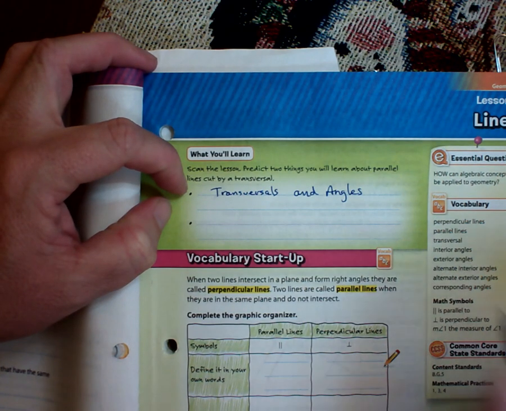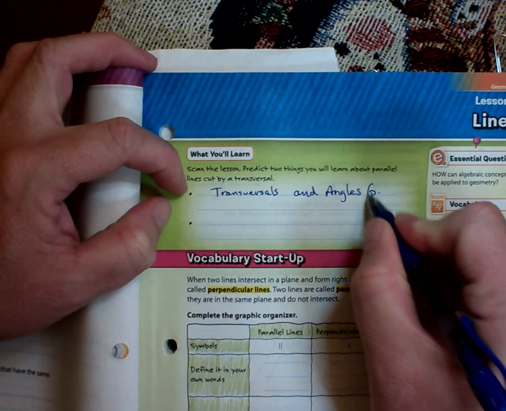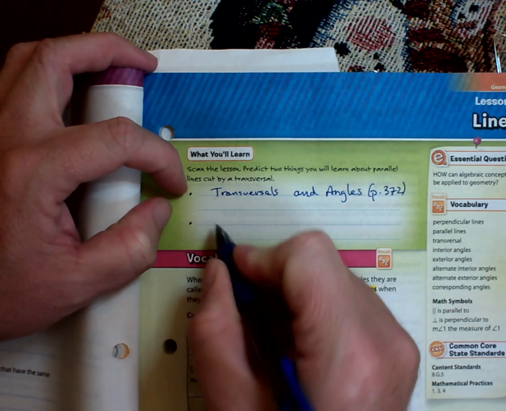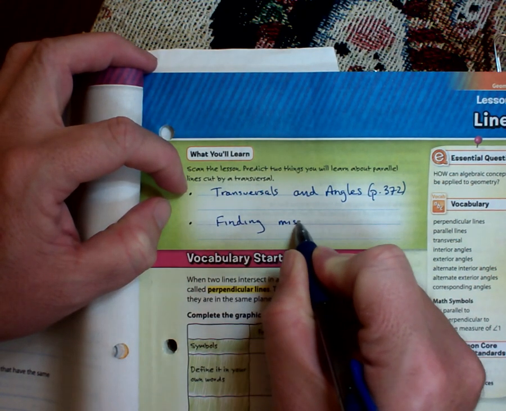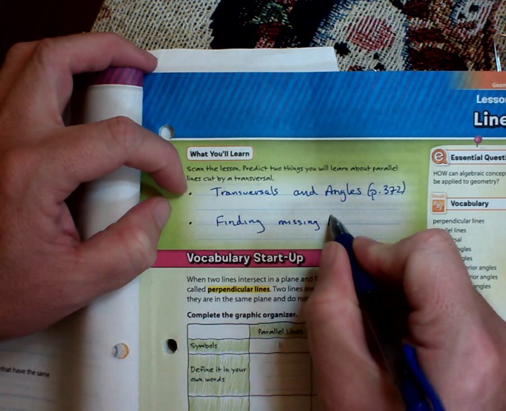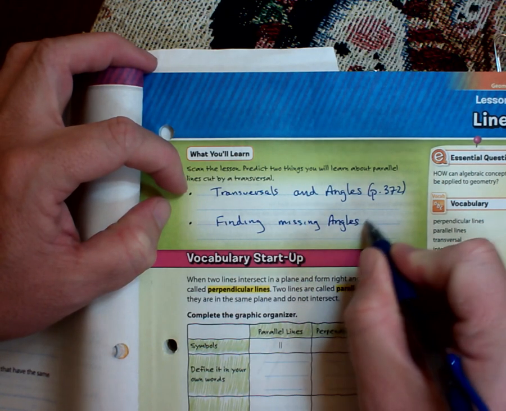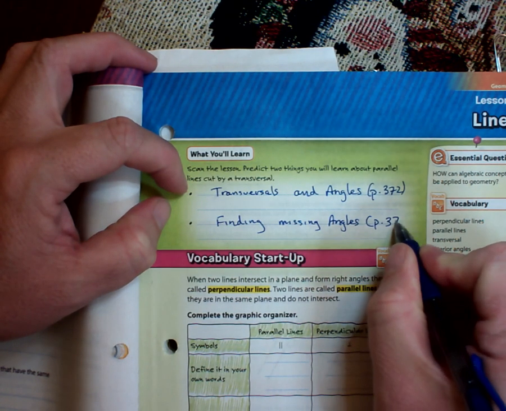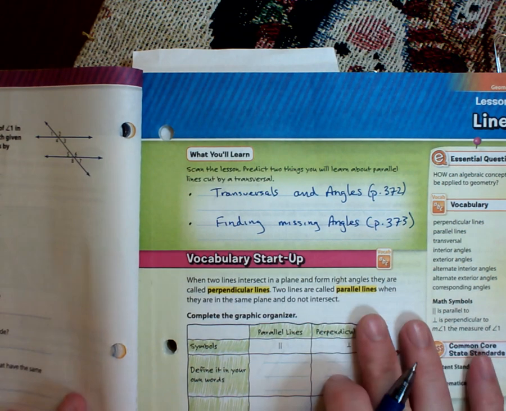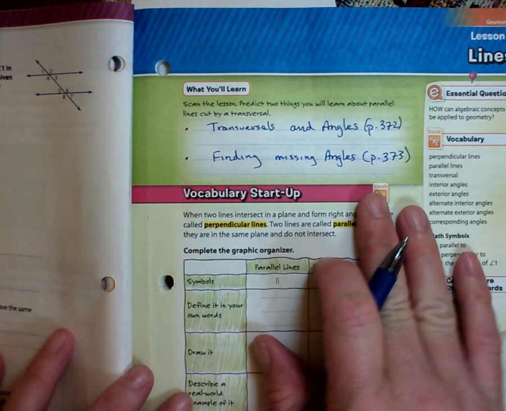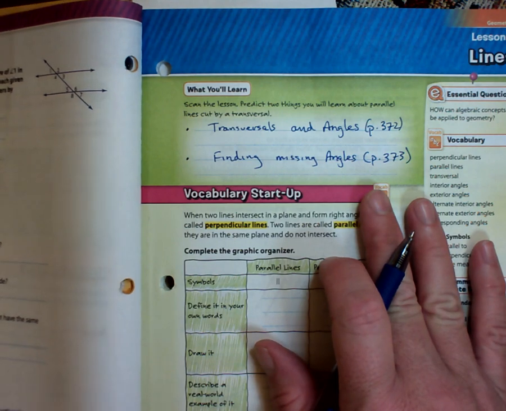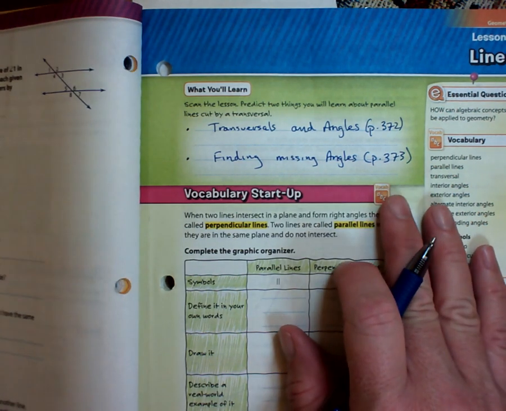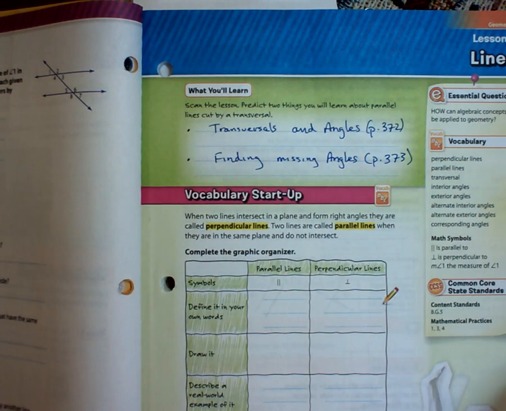So it's on page 372. And finding missing angles is going to be on page 373. That's how you do a quick scan. In elementary school, we used to call it a picture walk. You get a new book and you take a little picture walk. Well, you could do the same thing in a math textbook or any textbook.